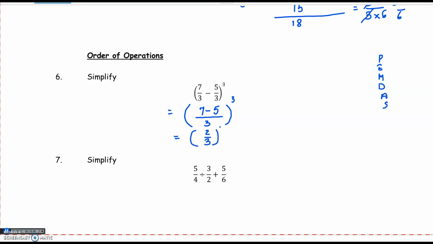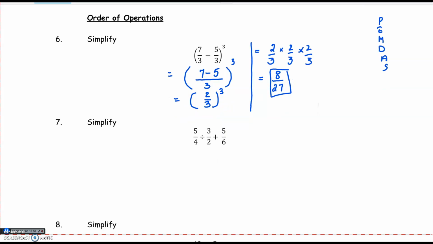2/3, the whole cubed. Now, what is 2/3 the whole cubed? It's equal to 2/3 times 2/3 times 2/3, and that is equal to 2 times 2 times 2, which is 8. 3 times 3 times 3 is 27. And that's our final answer.